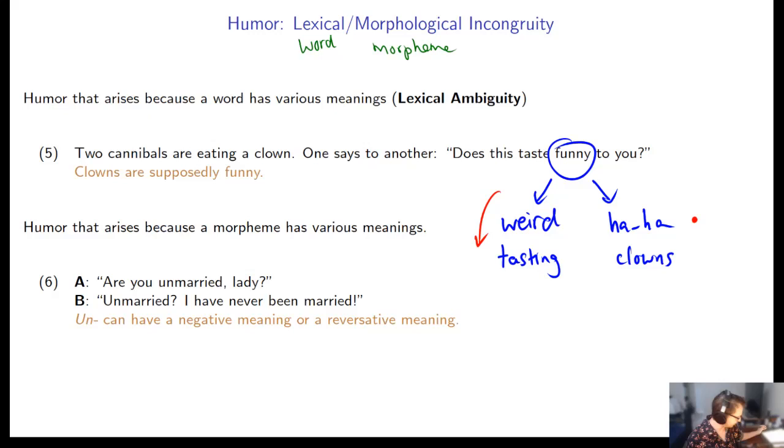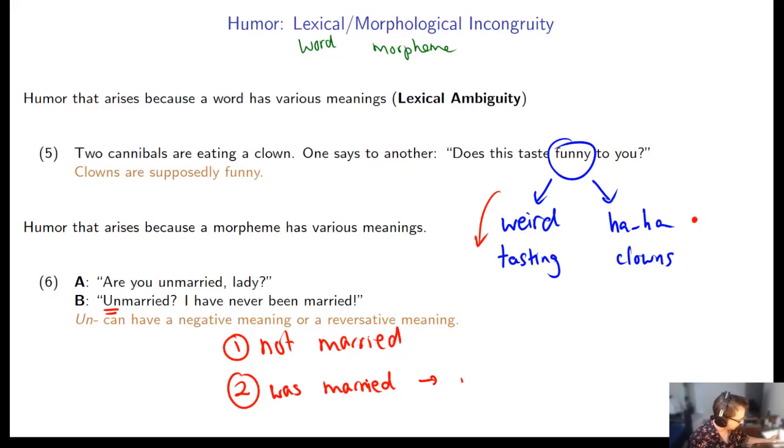So the joke here is that the prefix "un" can have two meanings. One is, sorry, unmarried is like not married. That's one meaning. And the second meaning is was married and then no longer married. So to be unmarried would be to be married and then to reverse that process. So there's two different meanings for that morpheme un there, which is what makes the joke.